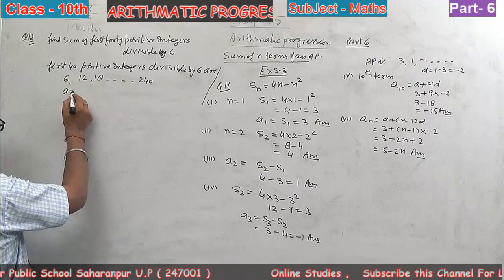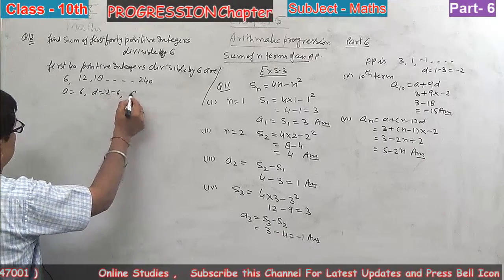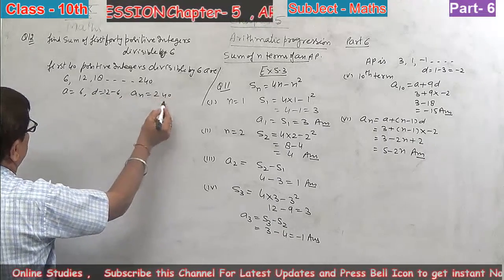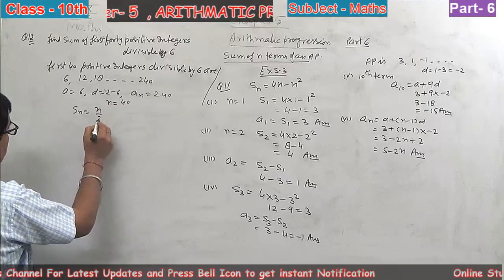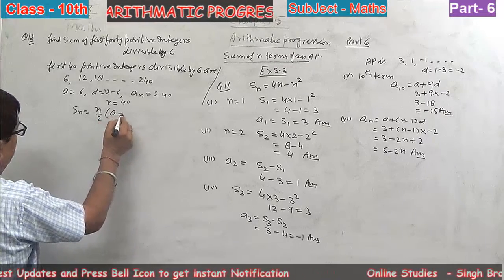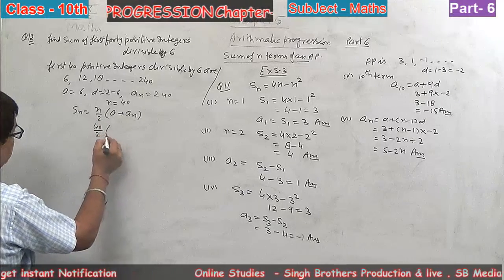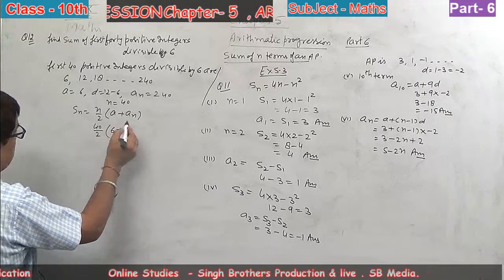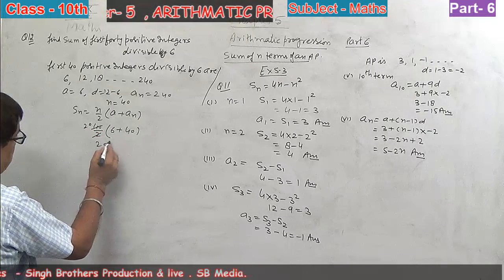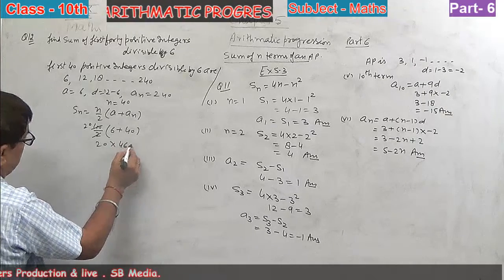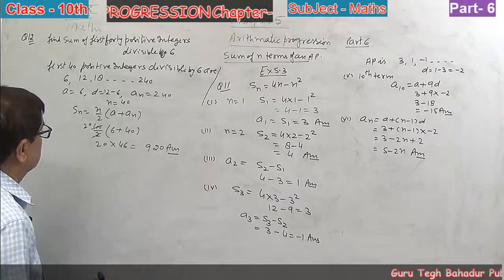So A is 6, D is 12 minus 6, An is 240, n is 40. So Sn is equal to n upon 2 into A plus An. So 40 upon 2, A is 6, An is 240. This is 20 into 246, and 4920 is the answer.